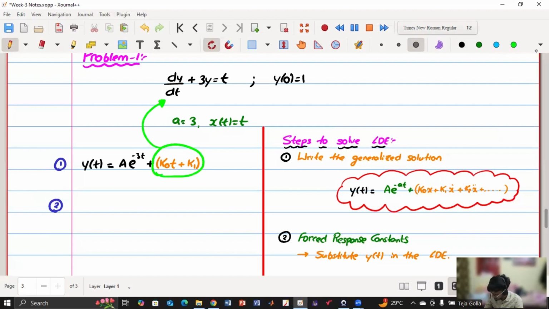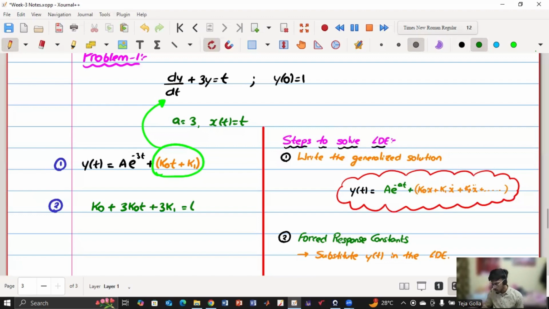d by dt of k naught t plus k1, and 3 into y equal to t. So what will be the expression? Everyone should do this, because the difficulty of the problems will only increase. This is the basic problem. Substitute k naught t plus k1 equal to y in the original expression and tell me what is the LHS and what is the RHS, term by term. k naught plus 3 k naught into t plus 3 k1 is equal to t.